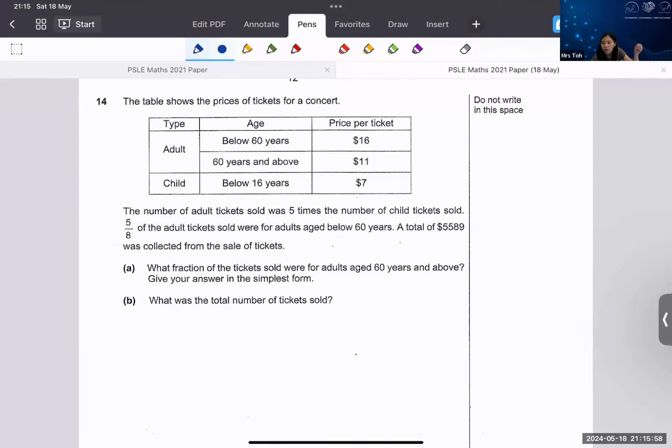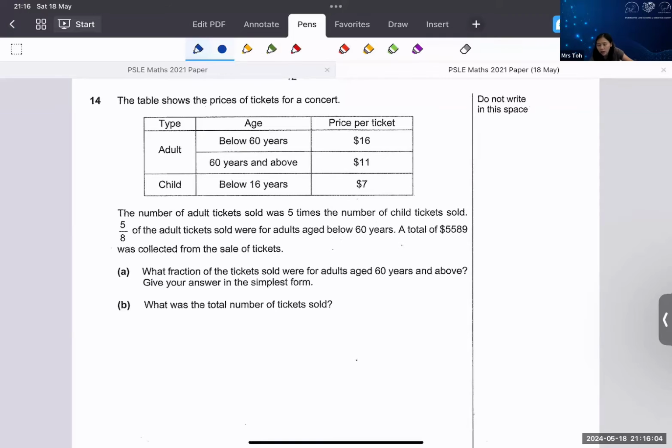Okay. Most of you that typed the answers, your answers are correct. So 516 is the first answer. Good. Let's look at the first part of the question. It shows the prices of the tickets for a concert. The number of adult tickets sold was 5 times the number of child tickets sold. 5/8 of the adult tickets sold were below 60 years old.